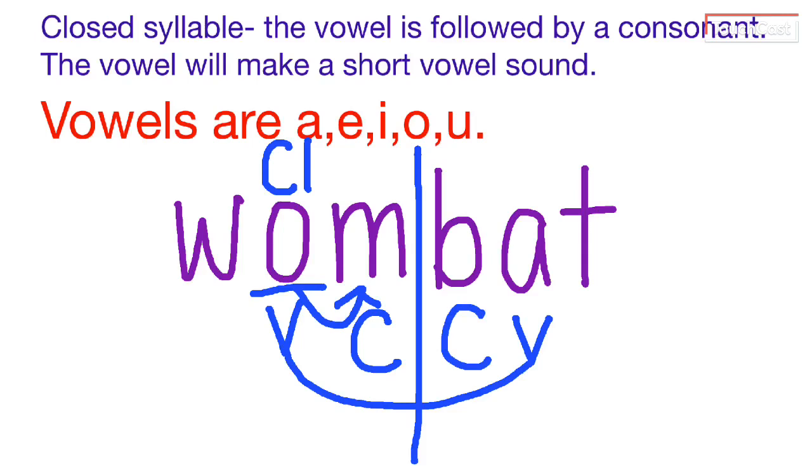If I look at the second syllable, I'm going to do the same thing. Start off by looking at your vowel and look behind it. The vowel is followed by a consonant, so the T is closing off the A. The A will make the short vowel sound ah. So when I read this word, I have wombat, wombat.